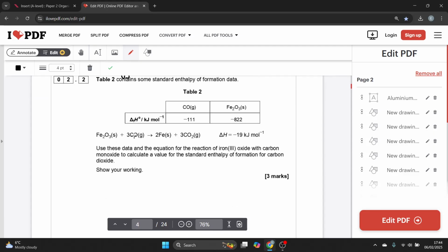Table 2 contains some standard enthalpy of formation data. Use the data and an equation for the reaction of iron(III) oxide with carbon monoxide to calculate a value for the standard enthalpy of formation.